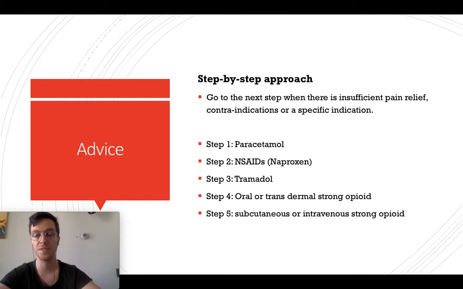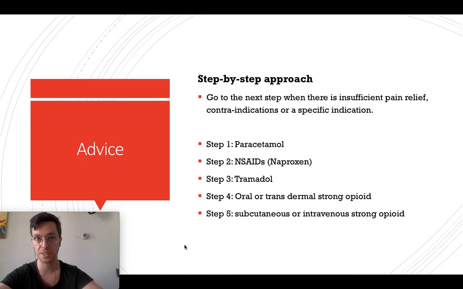When you use morphine as a painkiller, always use a step-by-step approach. Go to the next step when there is insufficient pain relief, or when there are contraindications for one of the steps, for example when somebody is allergic, or for specific reasons, which is mostly oncological pain, because that pain is very severe and you start at a higher step. So if you look into the steps, I wrote them down here.